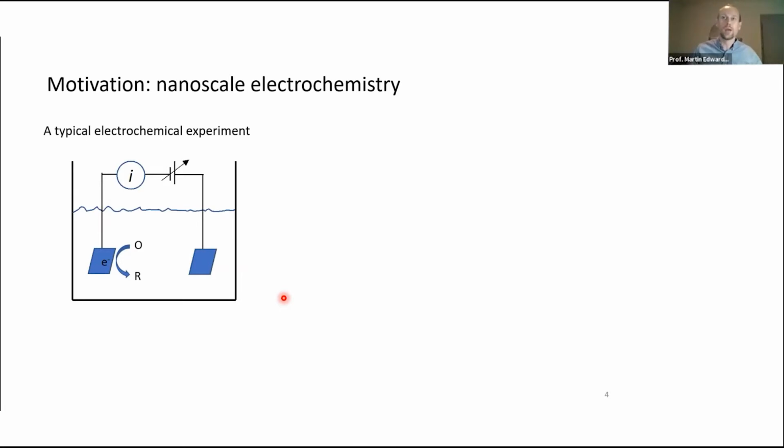Well, what does normal electrochemistry look like? A normal electrochemical experiment typically has two or maybe more electrodes, which could be immersed in a solution or separated by an electrolyte in a battery. We connect up a power supply, and we're measuring the current.